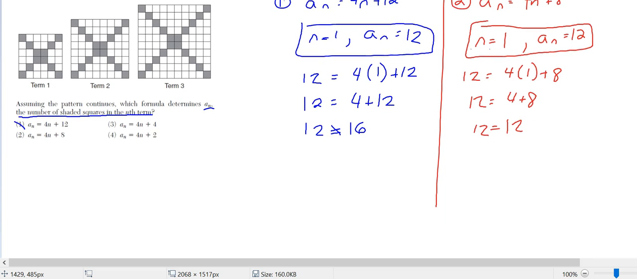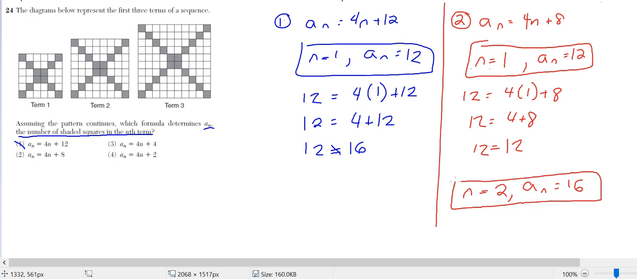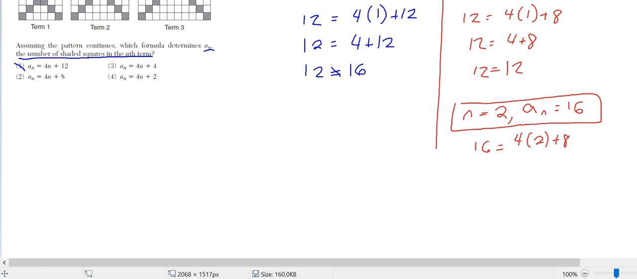So we're going to use the same equation, but now we're going to plug in n equals 2, and a sub n is equal to 16. There are 16 shaded boxes in term 2. We want to see, does this equation still make sense? So a sub n is 16. Is 16 equal to 4 times 2 plus 8? Is 16 equal to 8 plus 8? Yes, it is. 16 is equal to 16. So this equation holds true when n is equal to 2. So for the second term, it is also true.